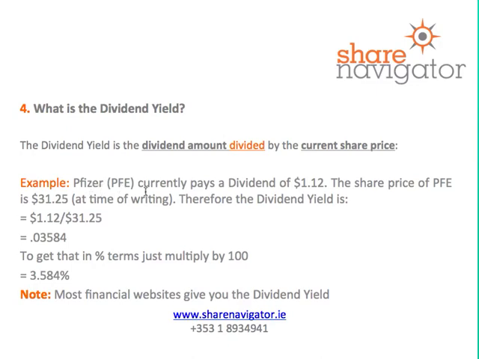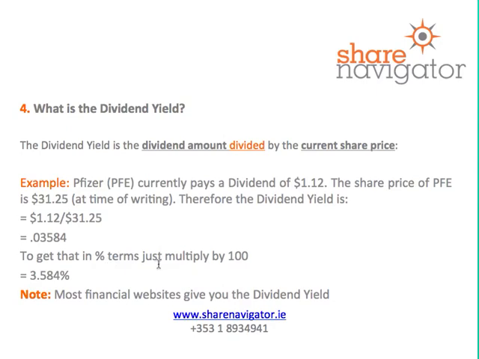A company called Pfizer currently pays a dividend of $1.12, and the share price of Pfizer is $31.25. So it's the 2nd of February, so at the time of writing, that's the share price of Pfizer. So therefore, the dividend yield is $1.12 divided by 31.25, which is 0.03584. To get that into percentage terms, just multiply by 100, and it's 3.584%.